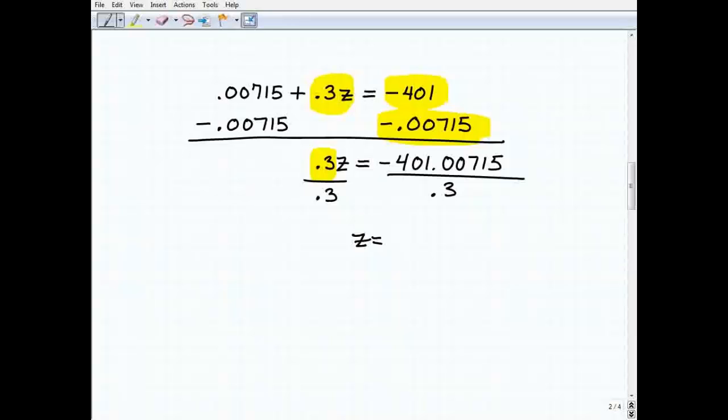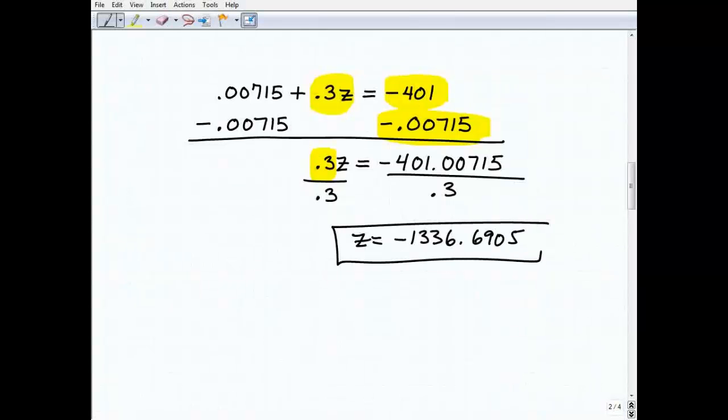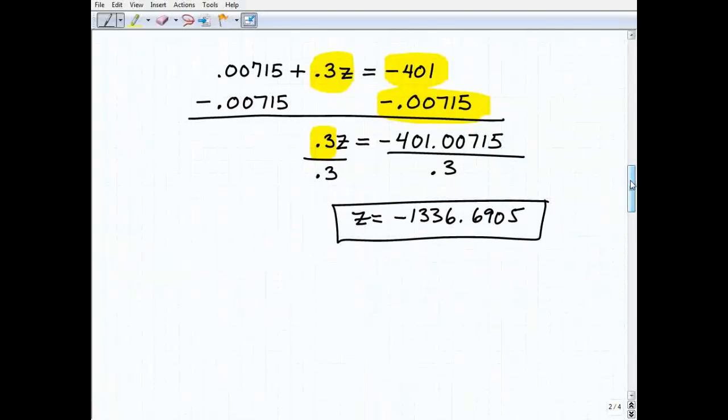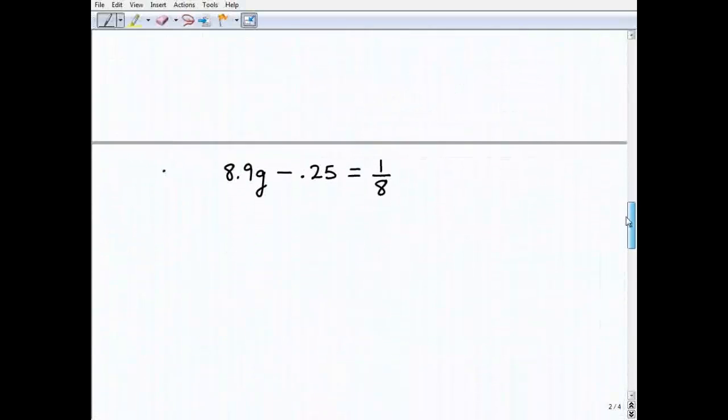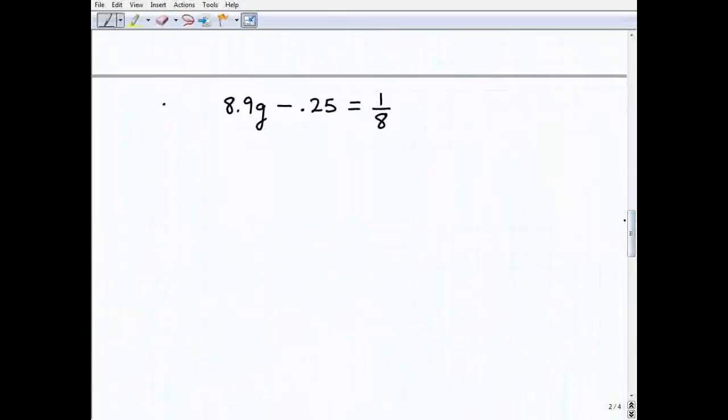All right, so let's get this solution here. z equals negative 401.00715 divided by 0.3. Okay, so what do we got here? I'm getting negative, right? Because a negative divided by a positive is going to be negative. So that'll be negative 1336.6905 or so. Okay, so there is our solution. Hopefully this is all coming together for you. It takes a little bit more time than some more basic equations because we're having to use our calculator, but nevertheless, it should be pretty straightforward math for you guys out there.